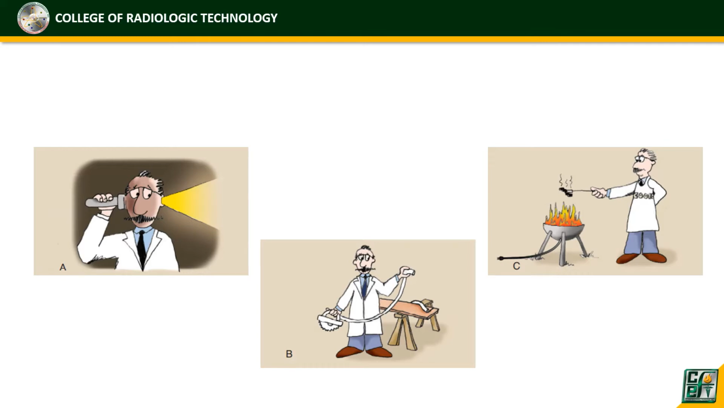So in the images, as you can see, in letter A, it is chemical energy converted to light energy. Then in letter B, it is electric energy converted to mechanical energy. And in letter C, it is electric energy converted to thermal energy.